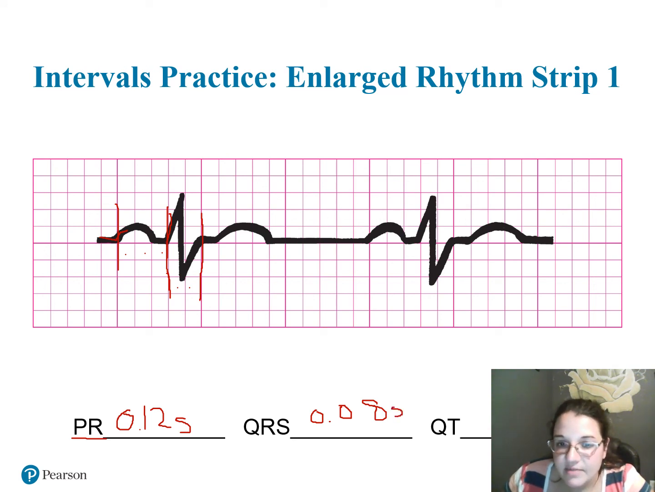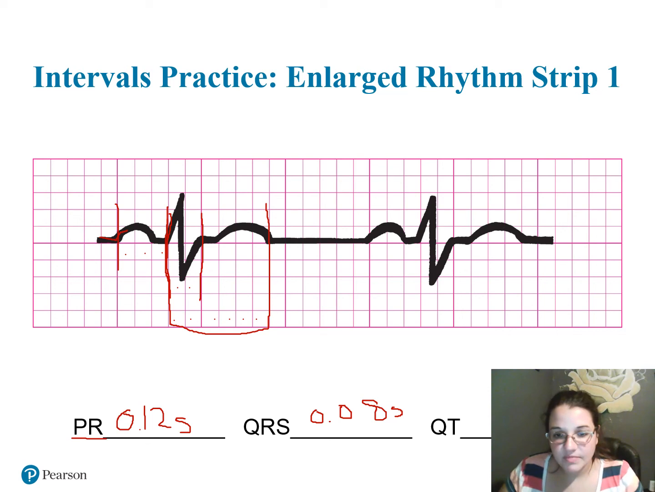Okay. Now we need to measure my QT. That is from the beginning of the QRS to the end of my T. 1, 2, 3, 4, 5. I have 6 little boxes, and right, 6. And you know, a lot of times I won't multiply QT. I guess it depends on you.